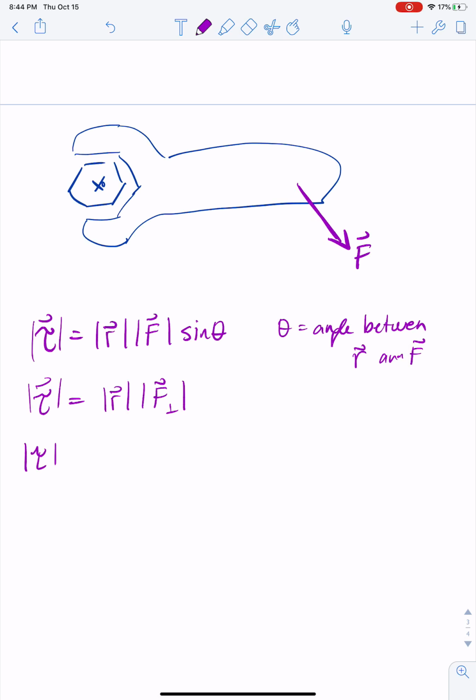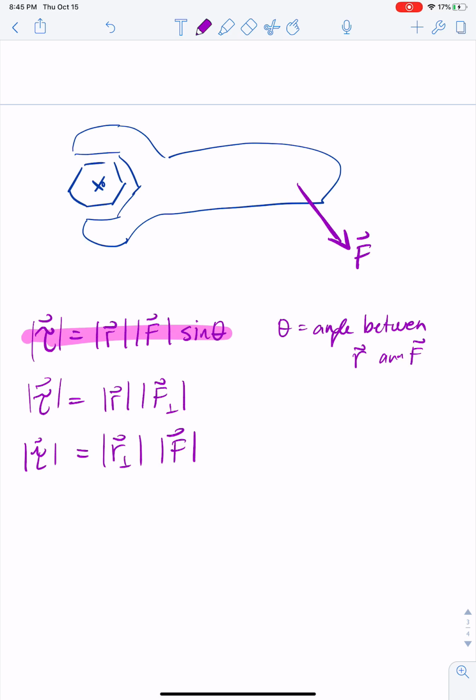Or we can say that our torque is the perpendicular component of the radius times the force. So that's the component of the radius that's perpendicular to the force. All of these give us the exact same answer. So let's take them each in turn. Let's start with this first approach.